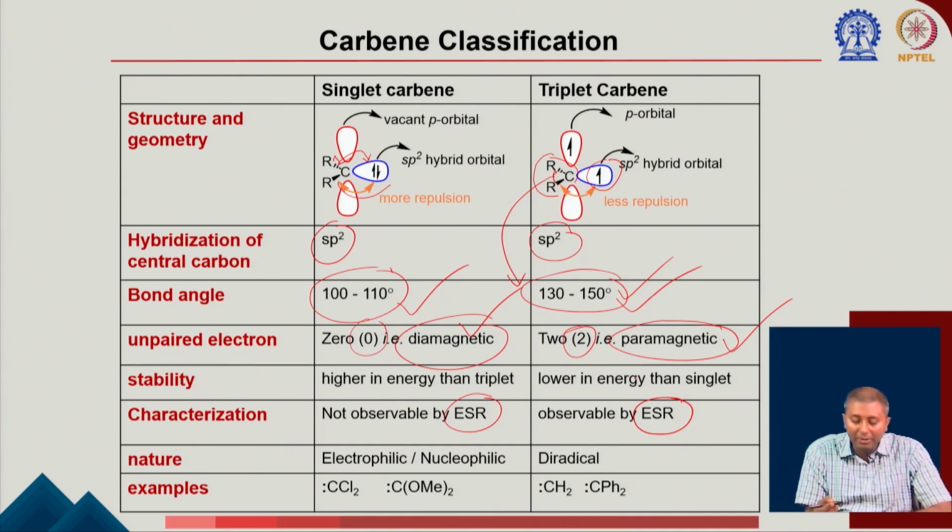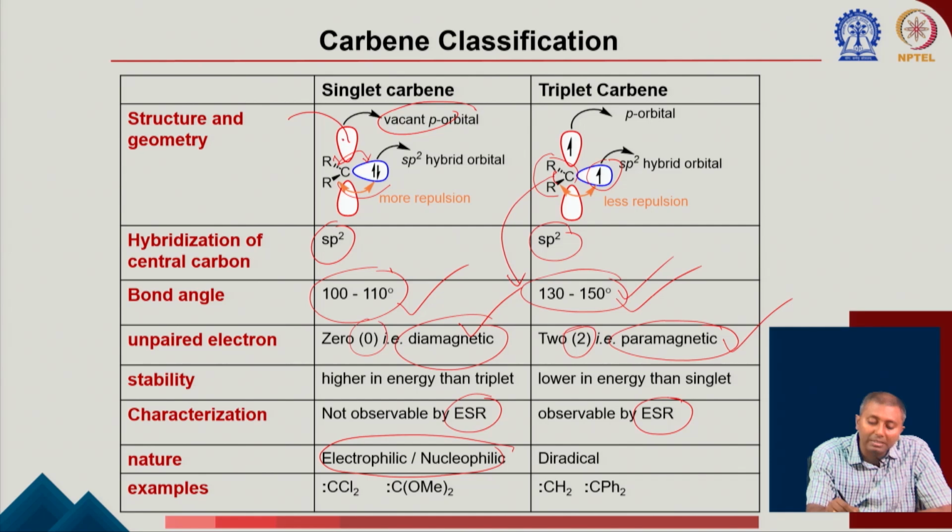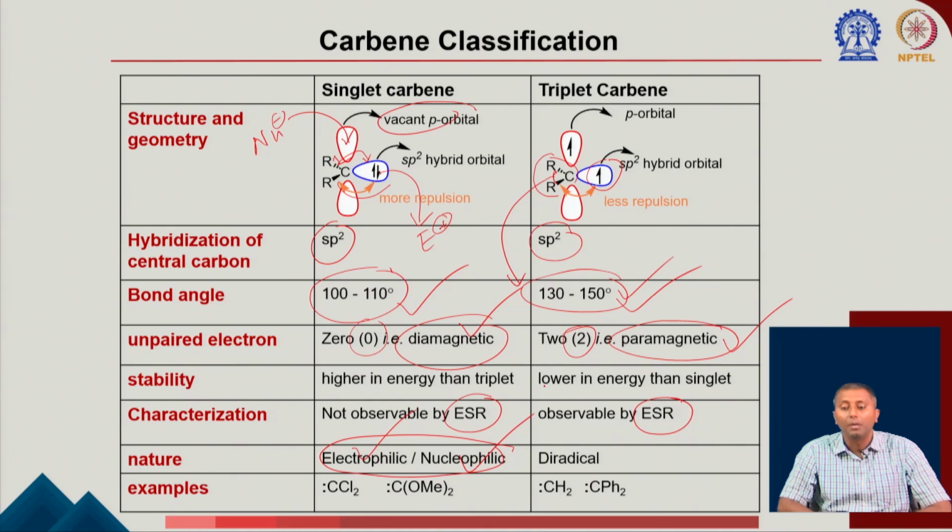Then we are talking about their reactivity. In the case of singlet carbene, as you can see, it has a vacant p orbital, which means it can accept electron density. That means if you have a nucleophile, it can give electron density to this, and it has 2 electrons in the sp2 hybrid orbital, which means it can also give these 2 electrons to an electrophile. So this can be both electrophilic and nucleophilic. But in the case of triplet, it mostly acts as a diradical.